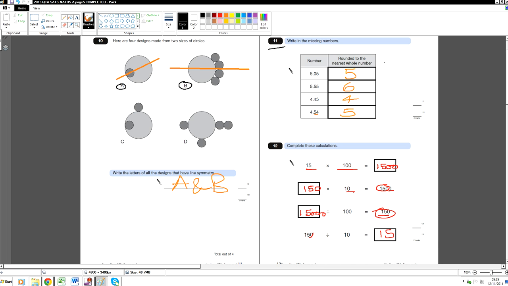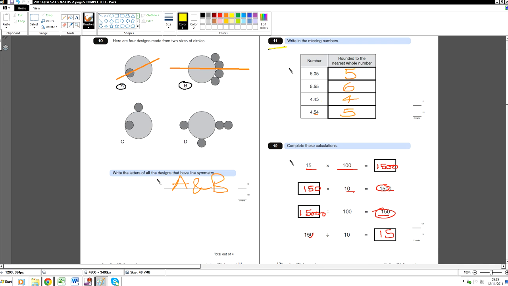Write in the missing number. So number 11 is all about rounding. So we are now rounding to the nearest whole number. That's like thinking £5 and 5 pence, if we look in the context of money. So £5 and 5 pence, is it closer to £5 or is it closer to £6? Well, it's very close to £5. So we write down 5. So 5.55, we can think of that as £5 and 55p. So you are now closer to £6.